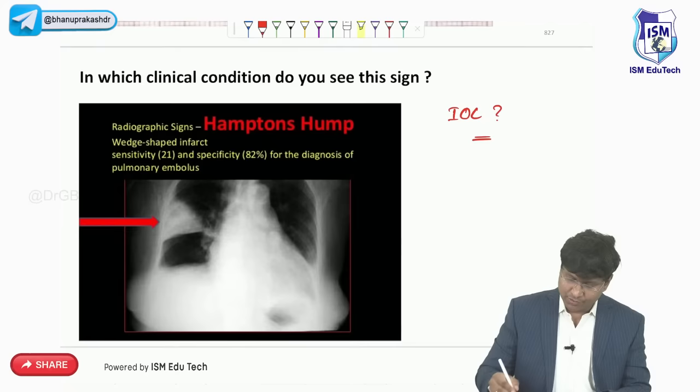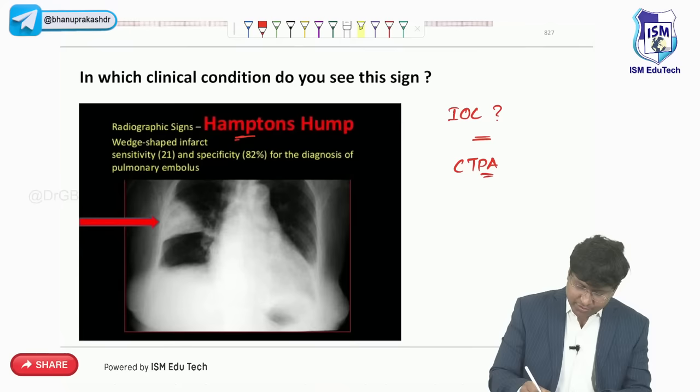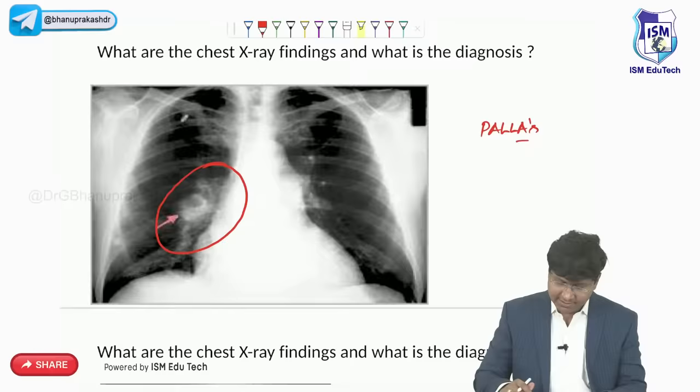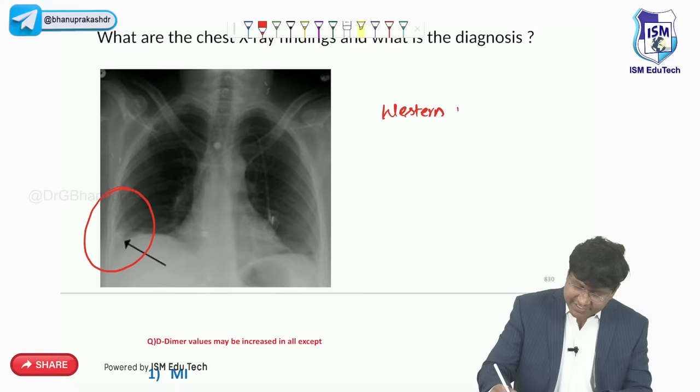And you need to know three important findings in the chest X-ray. One is Hampton hump, which is nothing but a wedge-shaped infarct. Then you need to know the Palla sign. What is this Palla sign? Palla sign is nothing but a prominent right descending pulmonary artery. Then you need to know the Westermark sign. And what is this Westermark sign? Westermark sign is nothing but pulmonary oligemia. That is what is called Westermark sign.